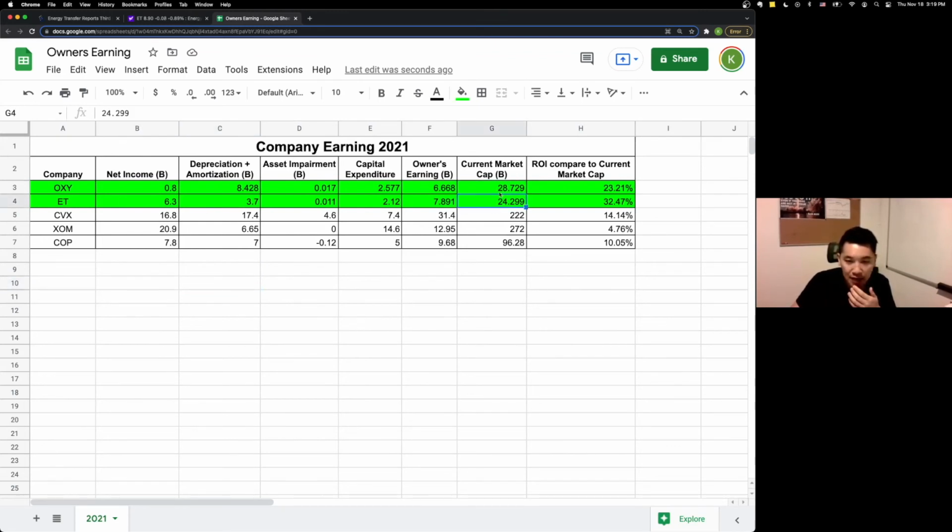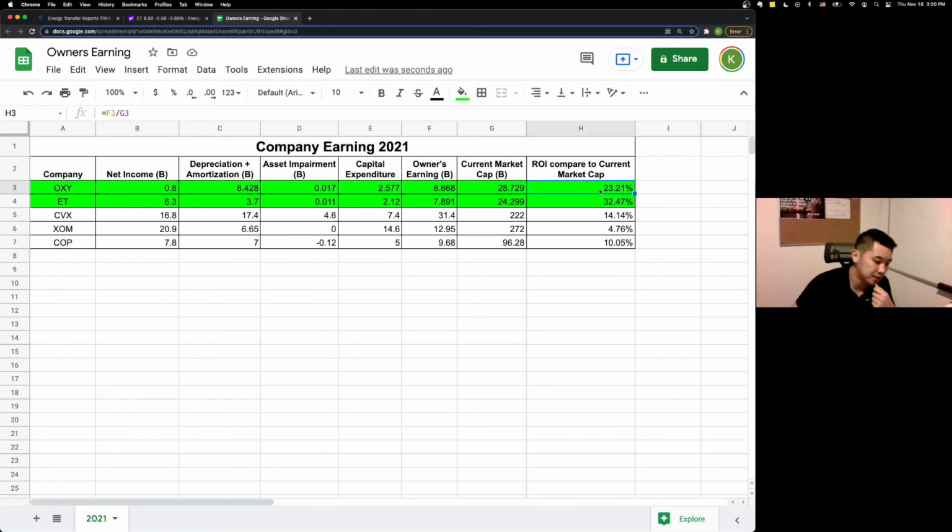The market cap I got pre-market, so it might have a little adjustment now, but that's fine. You get the idea. Let's take a look at OXY in comparison to others. At the current net income and market cap, I'm getting a 23% return on investment just by investing in this right now.